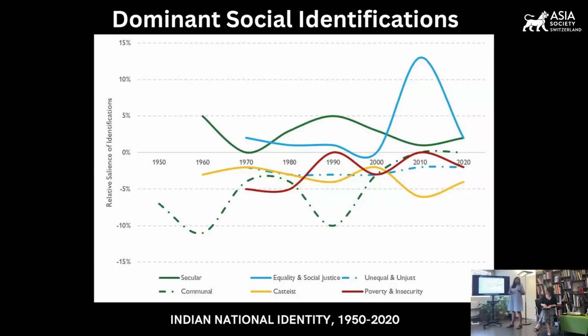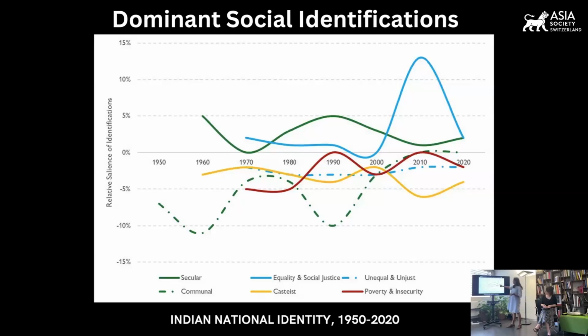While we are very plural and diverse, and that is something to be valued, we remain very much a communally divided society, divided along the lines of religion, and something that is actively worsened by the politicians. There's also casteist, which is the yellow line. Poverty and insecurity has been quite important as well in the red line. And then this blue line is, of course, equality and social justice.